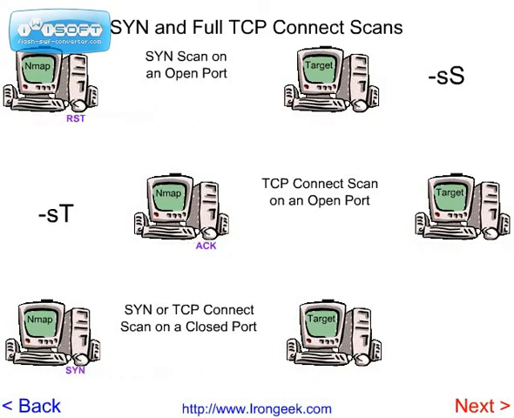The bottom animation shows the most common results of either scan type when scanning a port that's closed. Nmap will send a SYN packet to a certain port on the target host. If that port is closed, the target will send back a reset packet to indicate a problem exists since nothing is listening on that port.